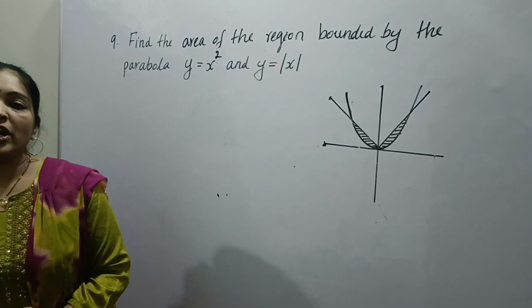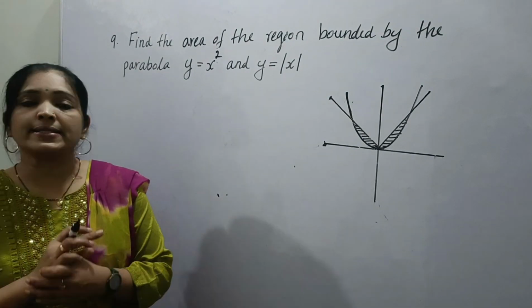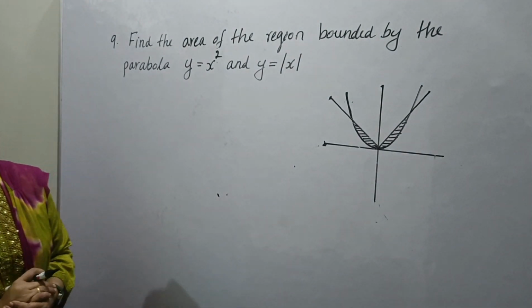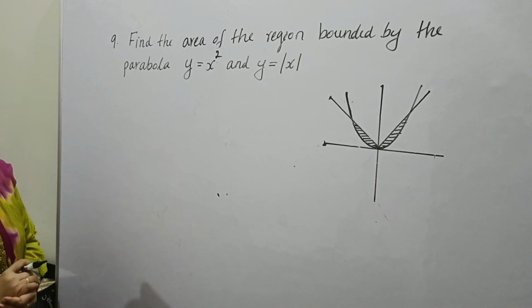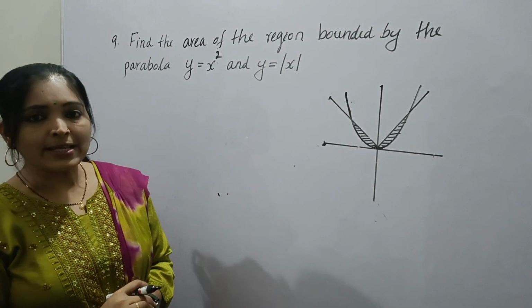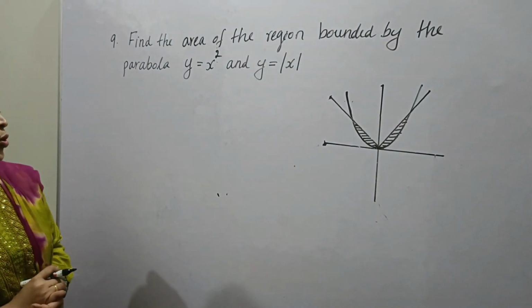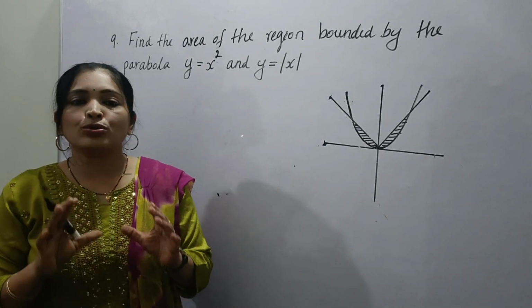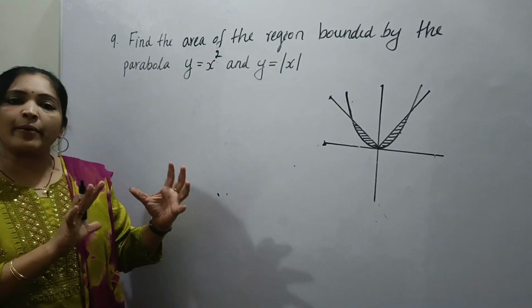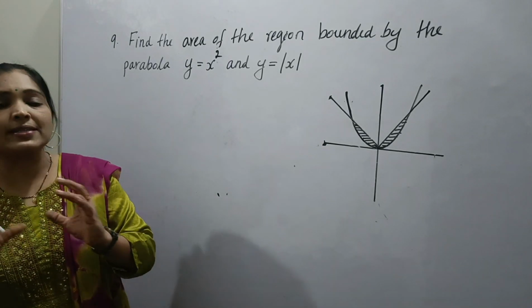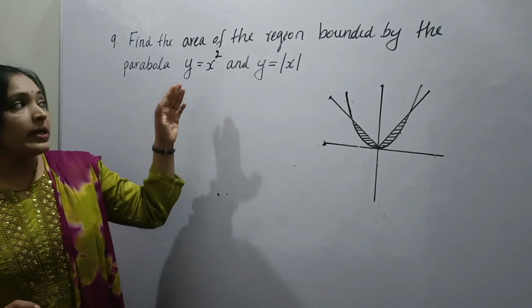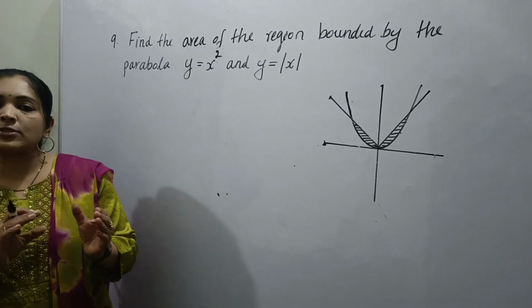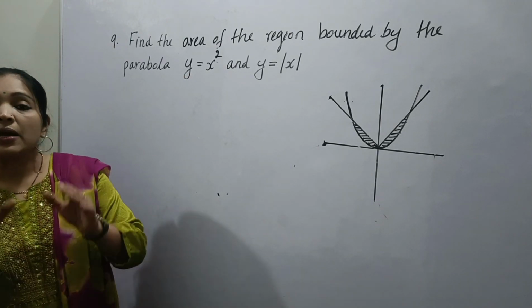Hello everyone, today we are going through the next question, that is exercise 8.1, ninth question. Find the area of the region bounded by the parabola y is equal to x square and y is equal to modulus x. Here we have to find the area between the parabola and the line y is equal to modulus x.